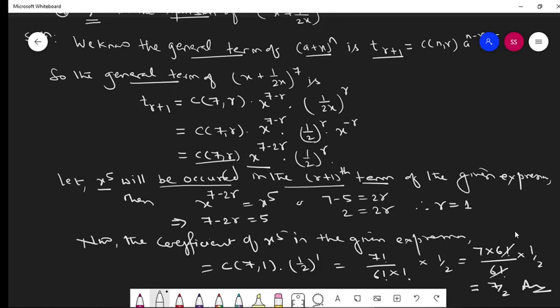Now the coefficient of x to the power 5 in the given expression is C(7,r), that is 1, and (1/2) to the power r is 1. In this way, by the calculation, we obtain the answer 7 by 2.